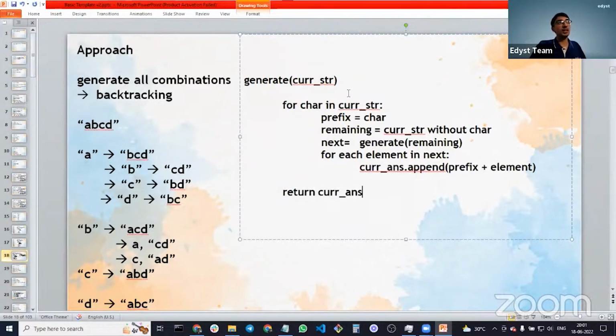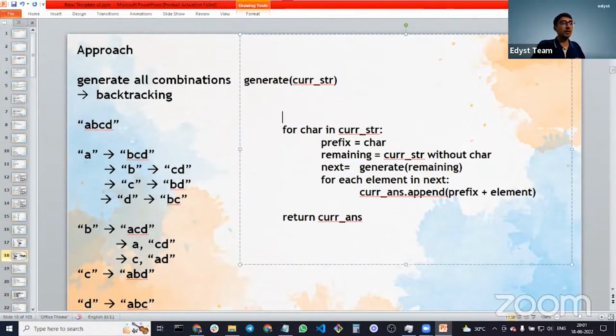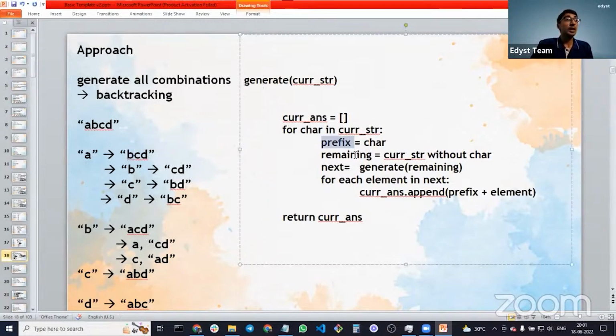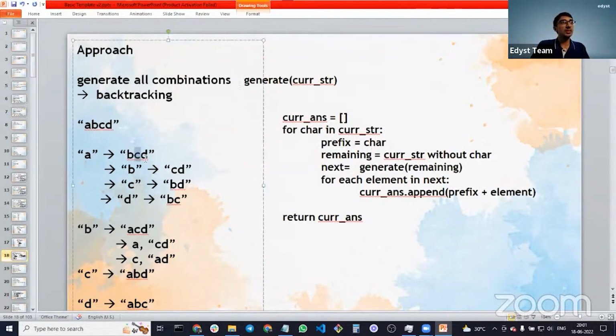What is the current answer? The current answer now has to be a list. What happens in this list? I'll again repeat. I'll give each element a chance to be the first one. I'll call it the prefix. I'll say the remaining string over here is without the first element. So it's like CD, I removed B. So it's only CD right now.